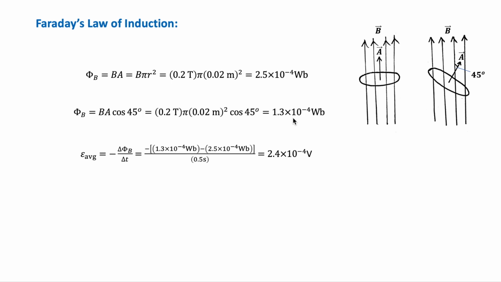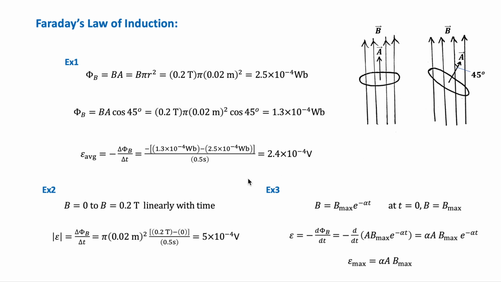So using Faraday's law, the average induced electromotive force is minus delta phi B over delta t. We substitute for phi B, and we divide by 0.5 seconds, and this gives us an electromotive force of 2.4 times 10 to the minus 4 volts.